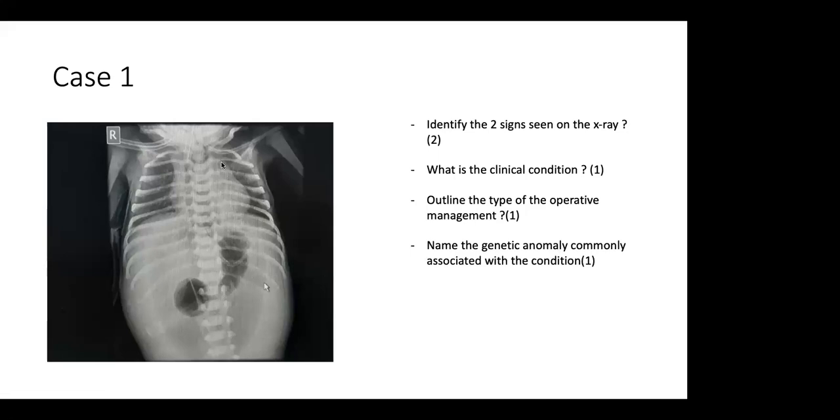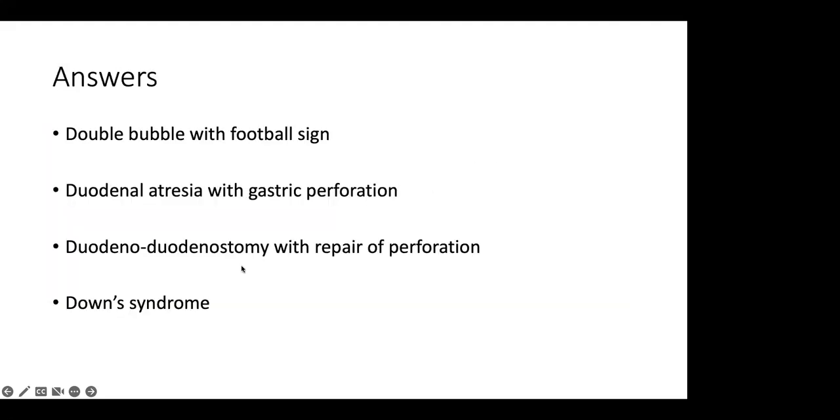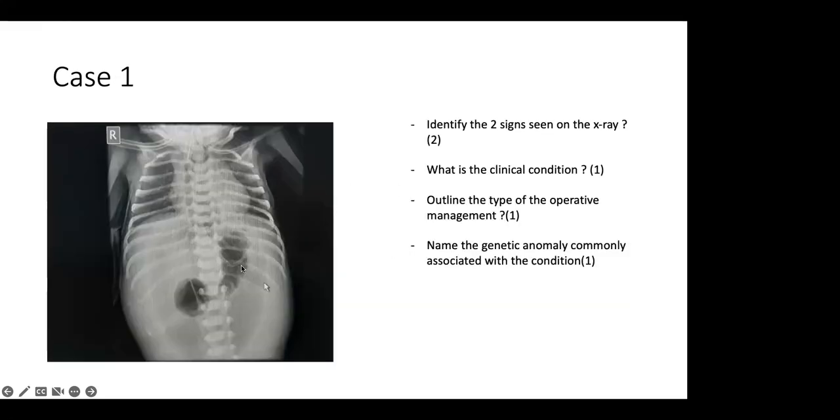So this is a baby with duodenal atresia. You can also see that the feeding tube is almost going out of the gastric margin. So it is like a gastric perforation. So there is a duodenal atresia, that is double bubble sign with a football sign. So it's a duodenal atresia with the perforation is the complete answer.